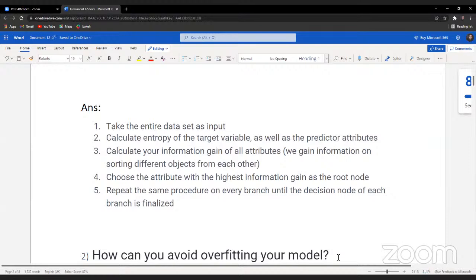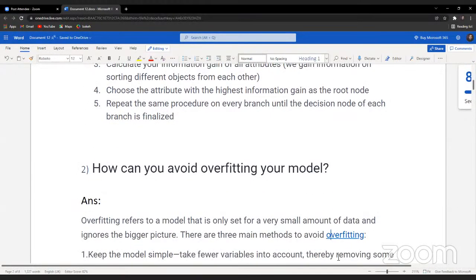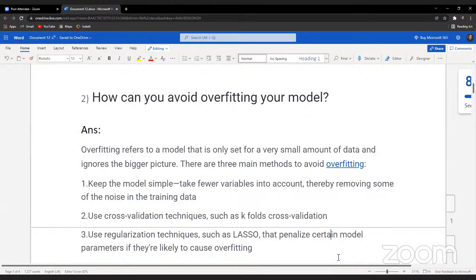Now, looking into this: how can you avoid overfitting your model? To avoid overfitting, we have to go through some steps, and here these are the steps to be followed. Actually, overfitting refers to a model that is fit only to a very small amount of data and ignores the bigger data. For example, there is a data set with 1,000 variables, or there is also a data set with 10 lakh columns and rows.